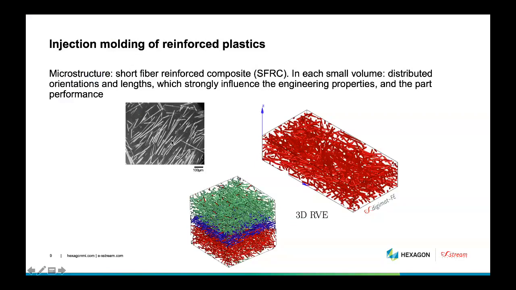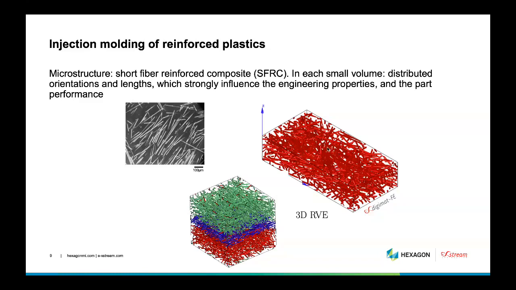And these are numerical images of the microstructures that you obtain. So this is a 3D representative volume element. I will come back to it later. And actually what happens, you see that you have lots of short fibers, which are more or less randomly dispersed in a representative volume element, but they don't have the same orientation, they don't have the same length.